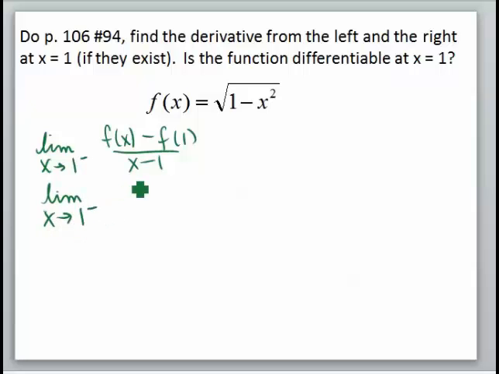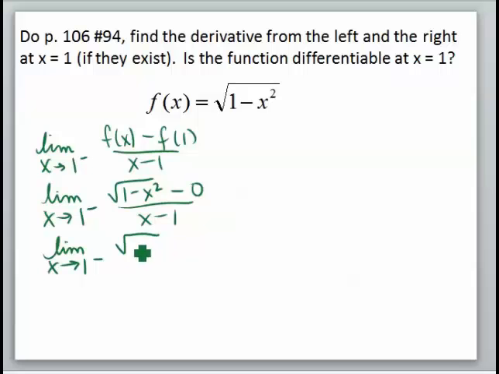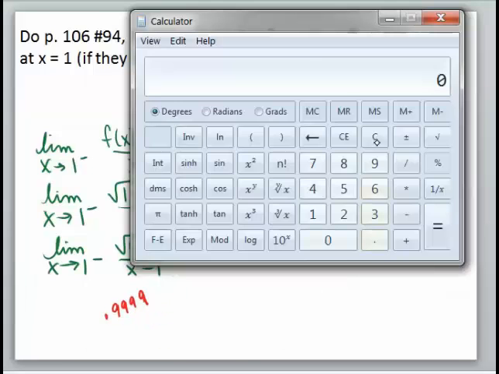And I will then plug in my square root of 1 minus x squared, minus, when I plug in 1, I get 0, all over x minus 1. That leaves me with the limit as x approaches 1 from the left of the square root of 1 minus x squared over x minus 1. So now I'm looking at this. This is not going to simplify, so I'm going to look at just putting numbers in like 0.999 and see what happens. I'm going to pick a really, really close number to put in, like 0.9999, and I'll use my calculator to help me out with this.